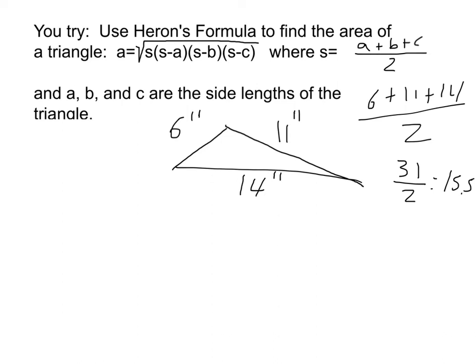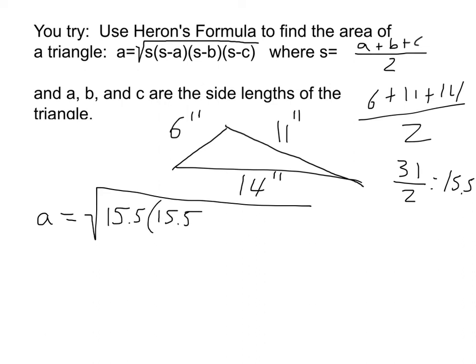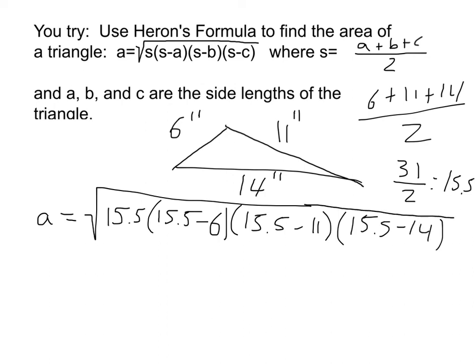So now we need to use this equation right here to calculate the area. So we'll go A equals the square root of 15.5 times the quantity 15.5 minus 6, we'll call A, times the quantity 15.5 minus 11, we'll say is B, times the quantity 15.5 minus 14. And I need to extend my radical sign there. Okay, so A equals, so we have to do everything inside the parentheses first.